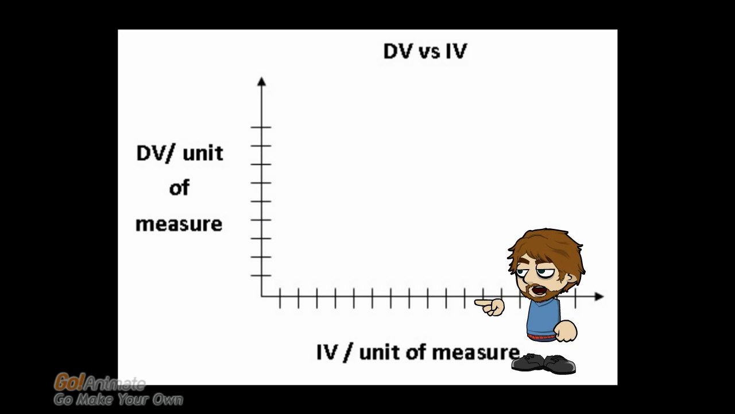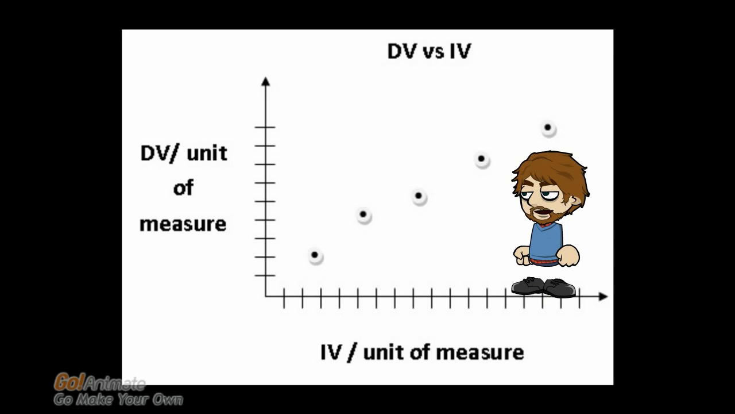When choosing the values for the lines on your graph, remember that they must be equally spaced. The X and Y axis do not have to have the same interval. Now you should plot your points on the graph. Once the points are plotted, we want to look for a pattern in the data.